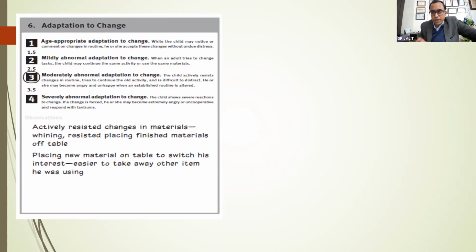Why? Because in moderately abnormal, they say that the child actively resists changes in routine. He tries to continue the old activity every time. Whereas in this case, the child resisted in one particular situation, but in another particular situation he was able to adapt to the change. So that is why a score of 2.5 is given, because he doesn't fit into moderately abnormal, but he neither fits into mildly abnormal. So that is why a score of 2.5 has been given to this child.